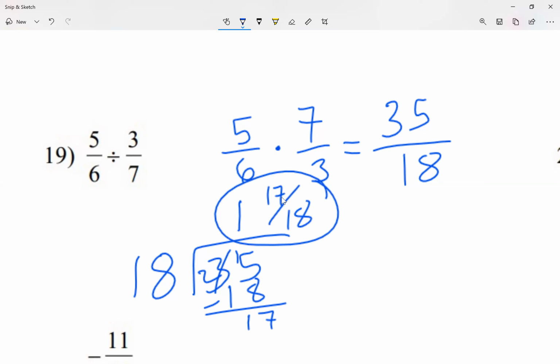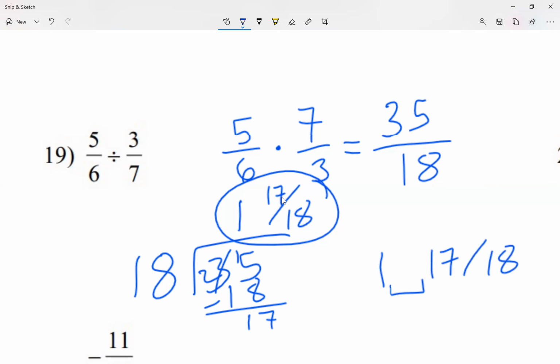Now, how am I going to type this? Because I cannot type fractions here in Canvas. I'm going to type in my whole number, 1, and let me emphasize there's a space. So I'm going to type in 1, space bar. Now for 17 over 18, we're going to use the backslash at the bottom right of our keyboard. So I'm going to write 17 backslash 18.